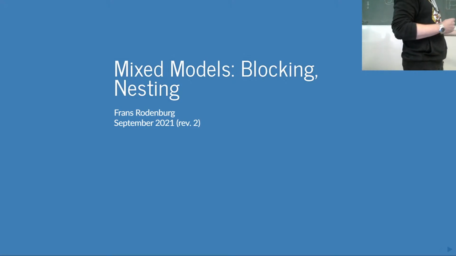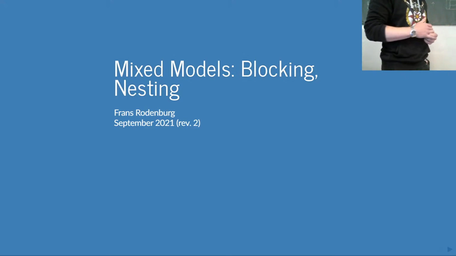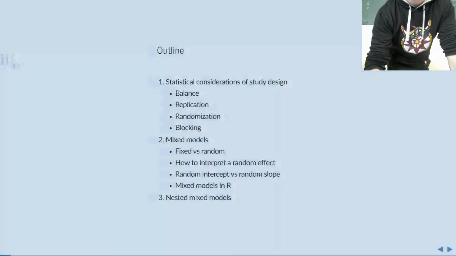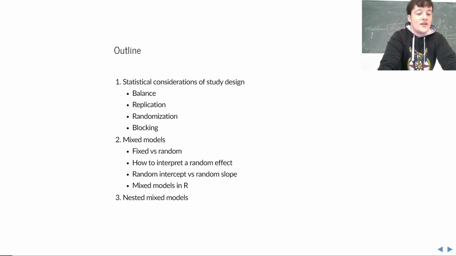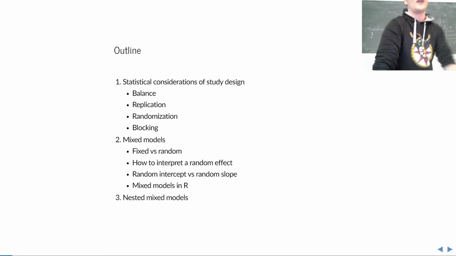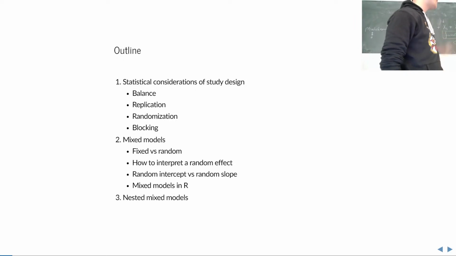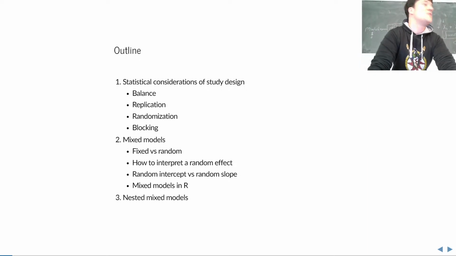And then in the second lecture I will explain what mixed models are, brief recap from my perspective, and then finally I'll conclude by talking about nesting, which is another thing you can do with a mixed model. Okay, so first I'll talk about balance, replication, randomization, and blocking. I already talked about replication and randomization in the first lecture, but I'll just recapitulate it because it has relevance to the second part, which is where I'll explain mixed models.